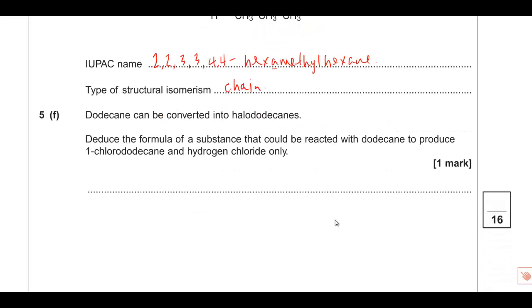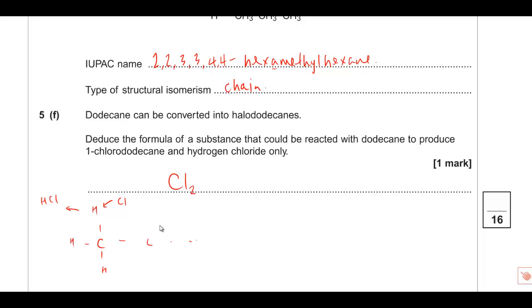Dodecane can be converted into halododecanes. Use the formula of a substance that could be reacted with the dodecane to produce one chlorododecane and hydrogen chloride only. Should be able to sort of work this out. If it's chlorododecane, if this is the rest of my molecule, then we obviously want to put a chlorine here. We're going to produce HCl, so we're adding Cl2. That's one of those sort of thinking a bit more outside the box slightly.